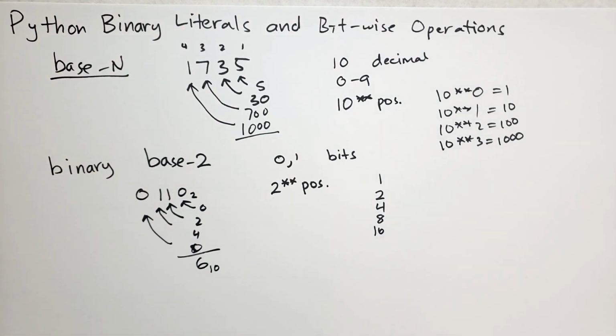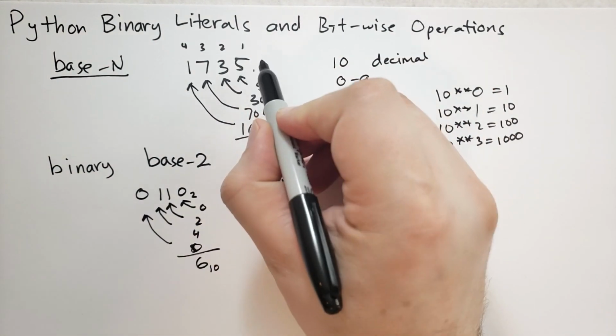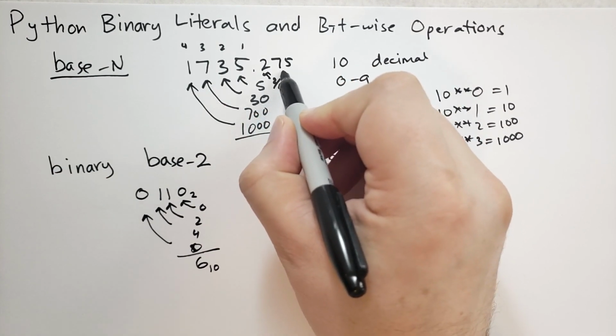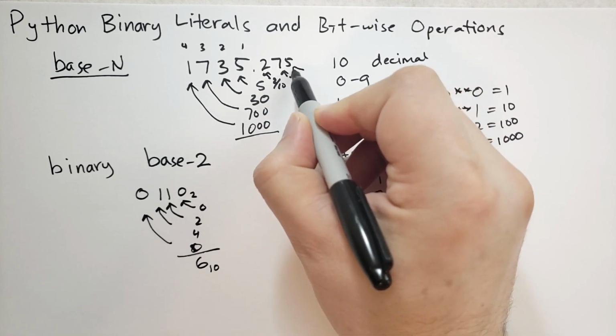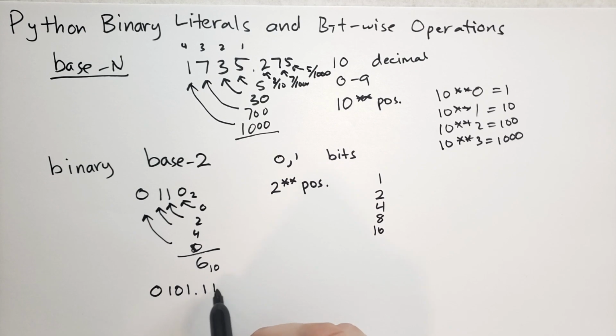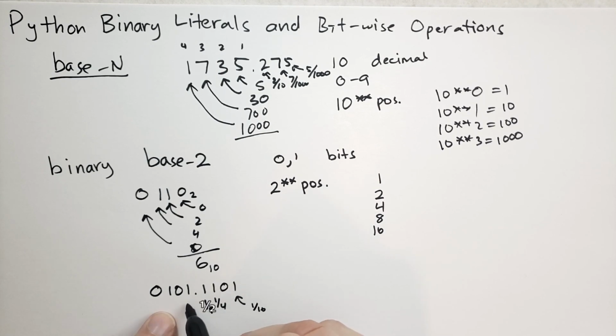Now in decimal, we can add fractional components, so we can write .275. This one is the tenths place, so that's 2 tenths right there. That's 7 hundredths. And this is 5 thousandths. And you can do the same in binary as well. So if we did 0101.1101, then this would be, let's see, the half, quarter, eighth, 16th. This is 1/16. This is 1 quarter, 1/8, and this is worth 1, and that's worth 4. So this is 5 point, let's see what that would be.